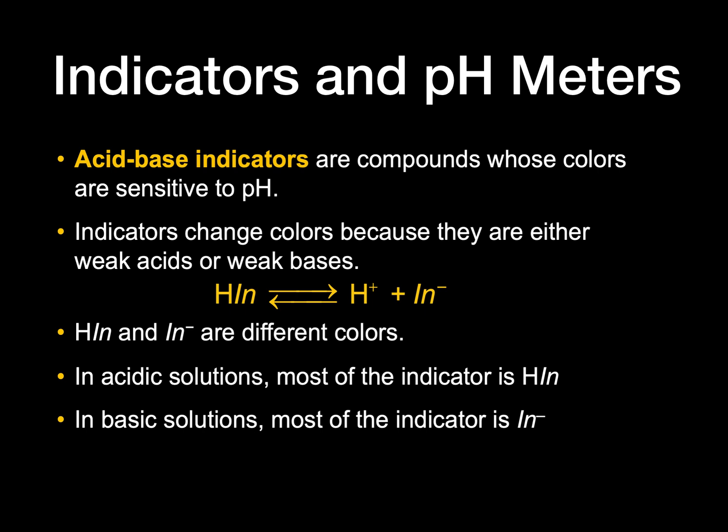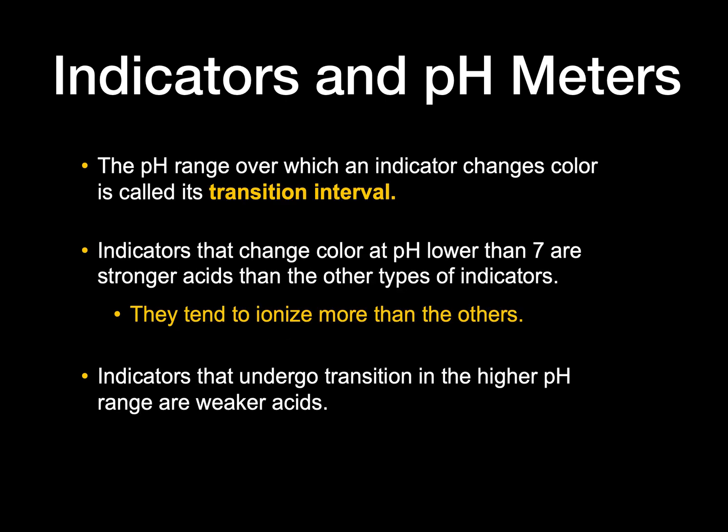In our equation, HIN will go in the forward and the reverse direction, and will produce H plus and IN minus. So HIN and IN minus are different colors. In acidic solutions, most of the indicator is HIN. In basic solutions, most of the indicator is IN minus. So the pH range over which an indicator changes color is called the transition interval.